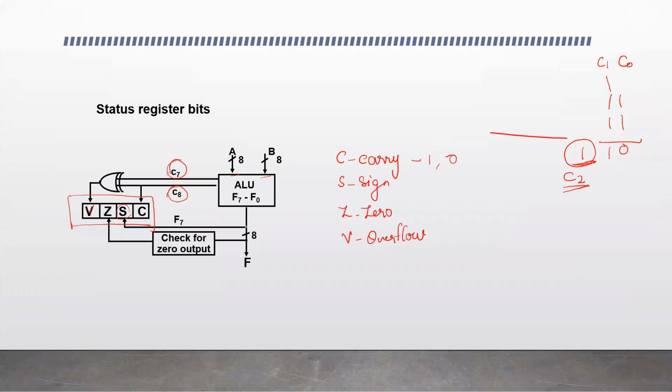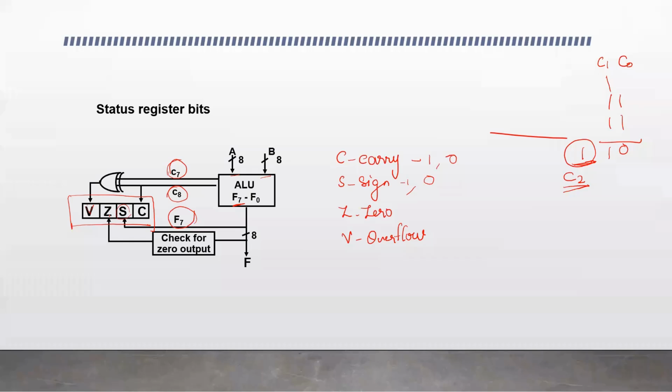And the second one, the sign bit, is for checking the sign of the resultant data. The result is F0 to F7. So here F7 indicates the sign. If F7 is 1, that means the result is negative, and if F7 is 0, that means the result is positive. So we need to check this F7. Based on the value in F7, the sign bit is set. If F7 is 1, the sign flag S is 1, and if the value of F7 is 0, it is set to 0.